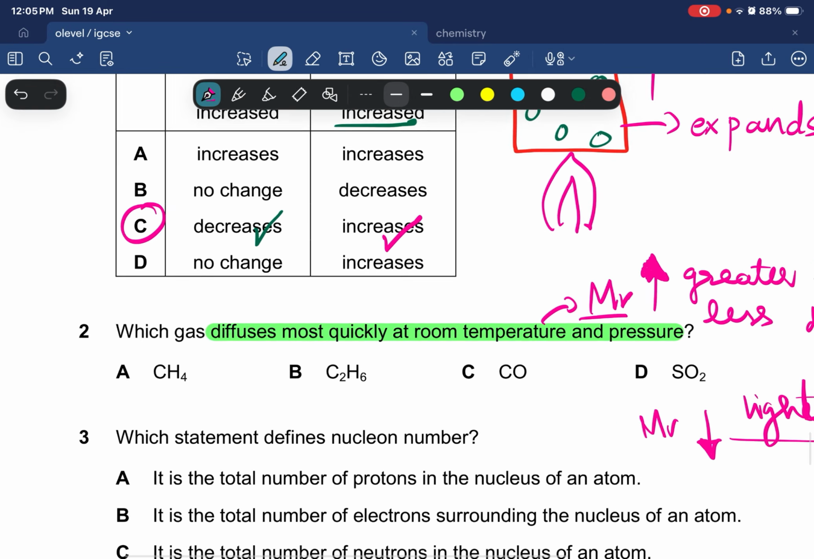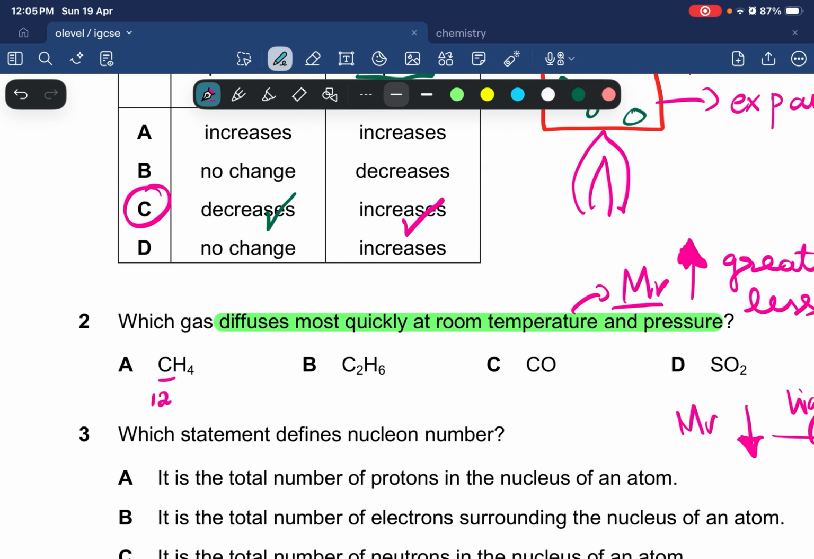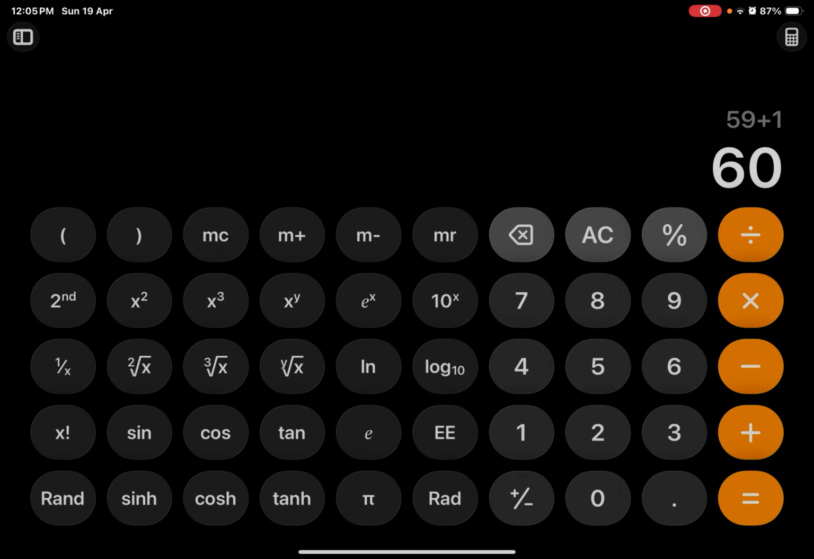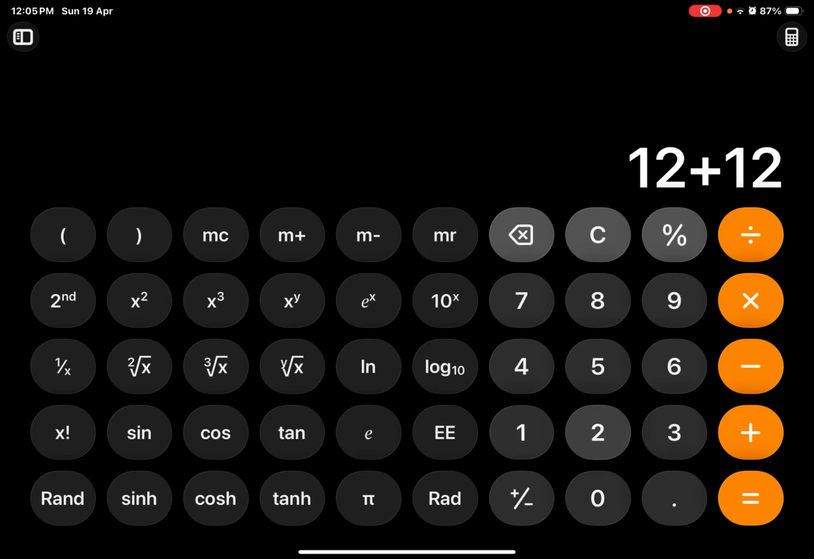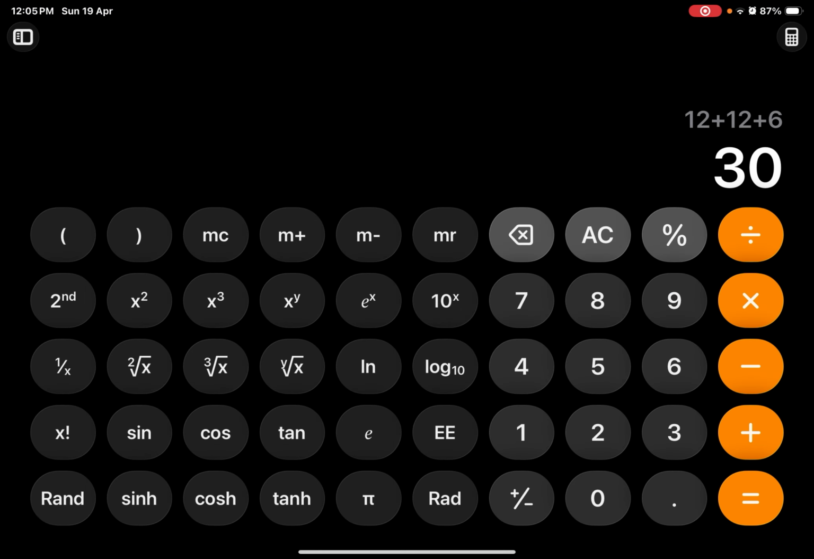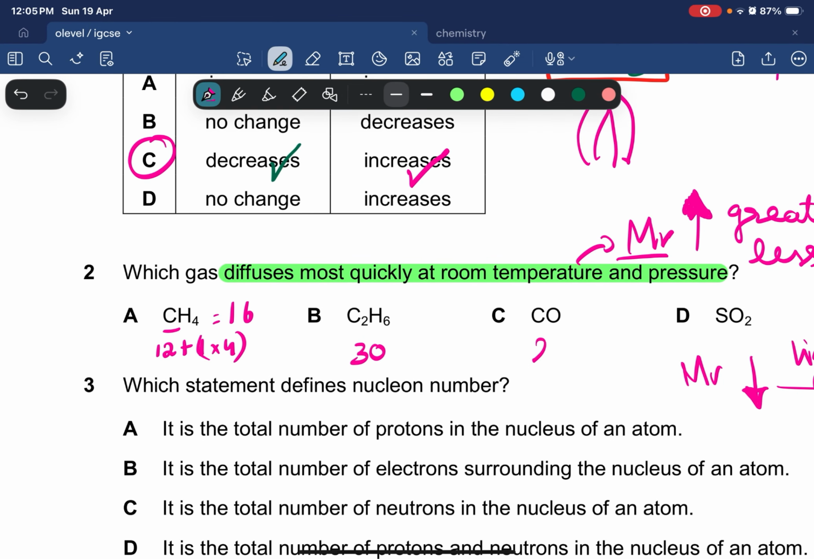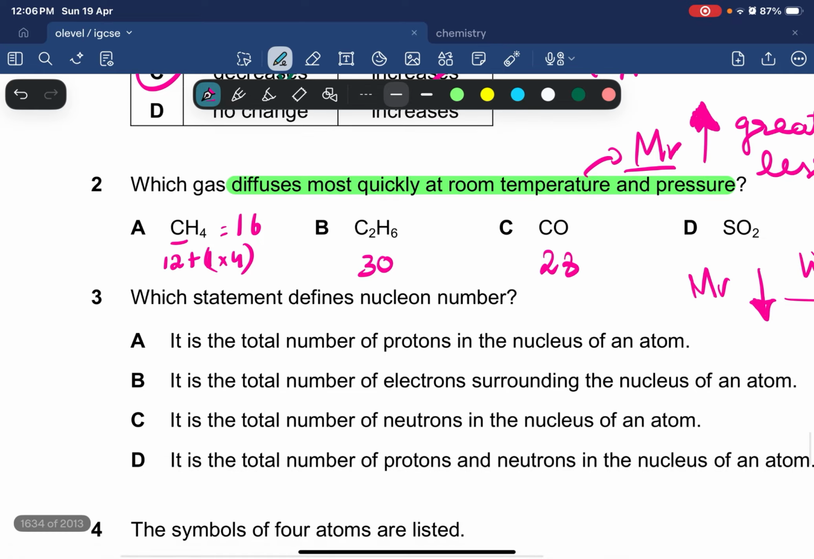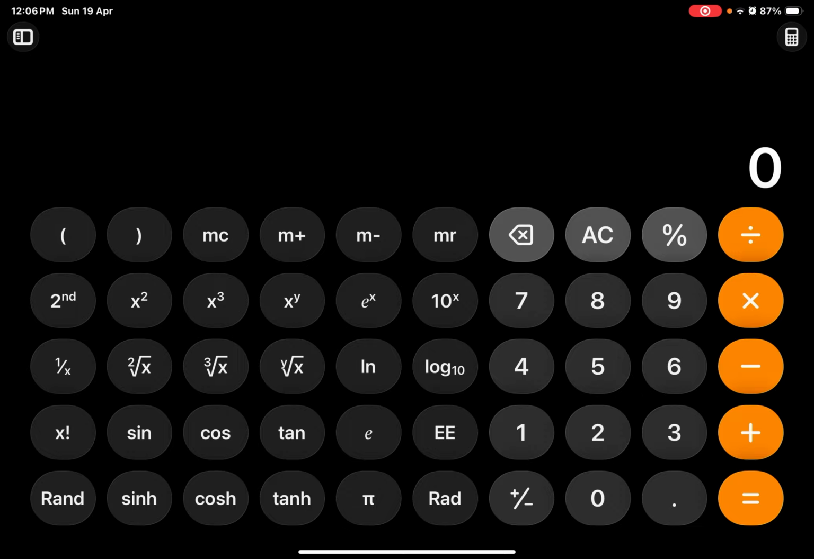So we have to find the Mr of all the gases. For methane, carbon is 12, hydrogen is 1 times 4, because there are 4 of them. That's going to give me 16. C2H6, 2 carbons plus 6 hydrogens. 2 carbons means 12 plus 12 plus 6 hydrogens, 30. 30 for this. Carbon monoxide. Carbon is 12, oxygen is 16, 28. SO2. Sulfur is 32 plus 16 plus 16, 64.